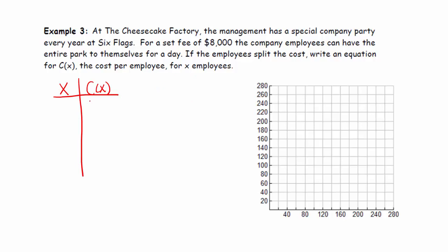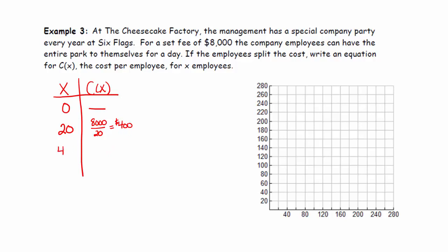So let's say that no employees worked for the company. That would make absolutely no sense. There wouldn't be a cost. Not that the cost is zero, it's just that this situation wouldn't happen. It would be undefined. What if there were 20 employees? Wouldn't we do 8,000 divided by 20, which would be 400? So each employee would owe $400.